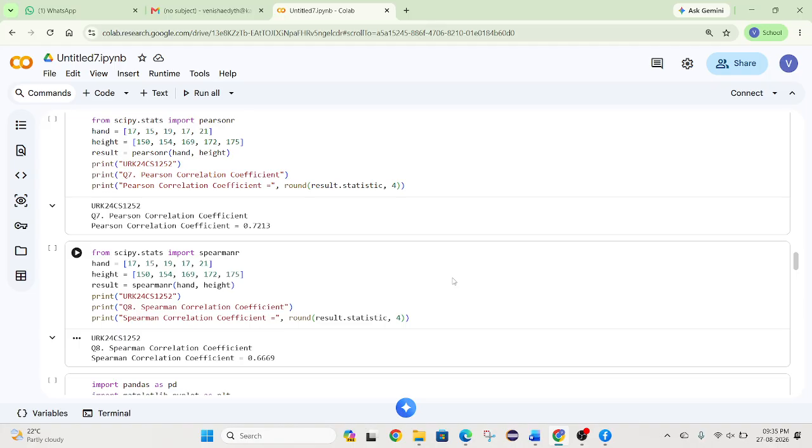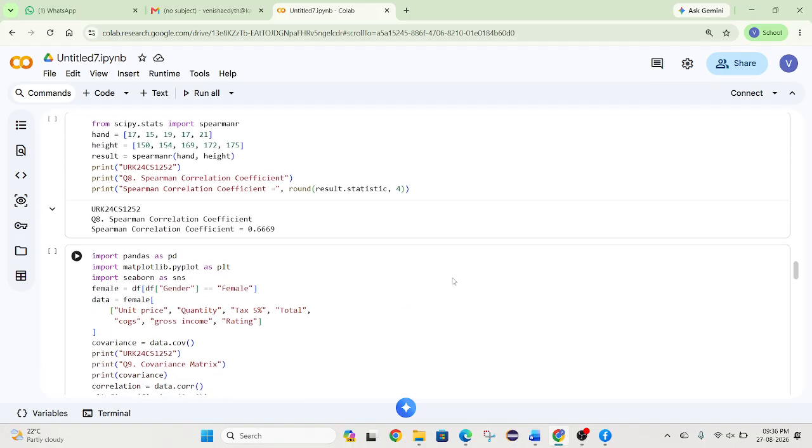Next, Spearman correlation. Here we again use hand size and height, the same as in the Pearson correlation, but this time we use a Spearman correlation. It checks the relationship based on the rank of the values. So it tells us whether both variables generally increase or decrease together.